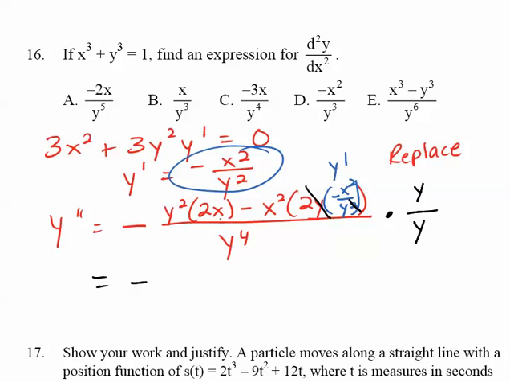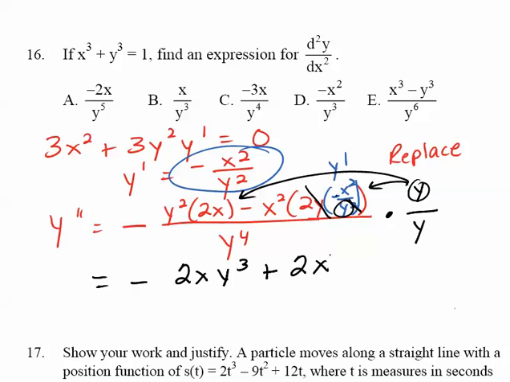Let's see if we can clean this up. So now we have 2xy cubed. Don't forget to distribute. And here the y's cancel. That was my purpose. Negative times negative will be positive. 2x to the fourth. And our denominator is y to the fifth. And if we factor the GCF, so if we factor out with the negative sign, let's factor a 2 and an x. So we would have a y cubed plus an x cubed.